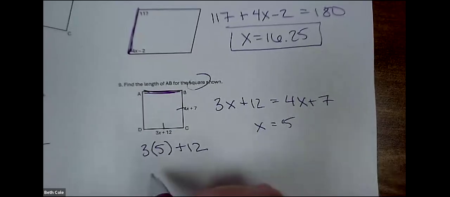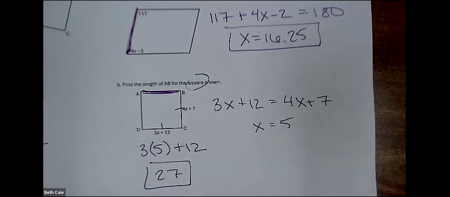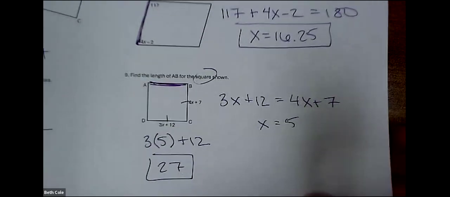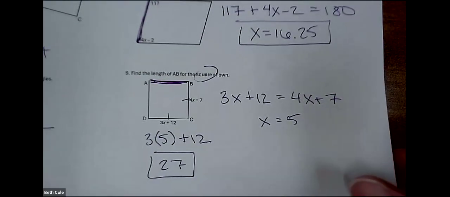15 plus 12 is going to be 27. All right, so for a square, all the sides are the same, so it doesn't matter which one you plug back into. I'm going to just keep going so we can be finished.